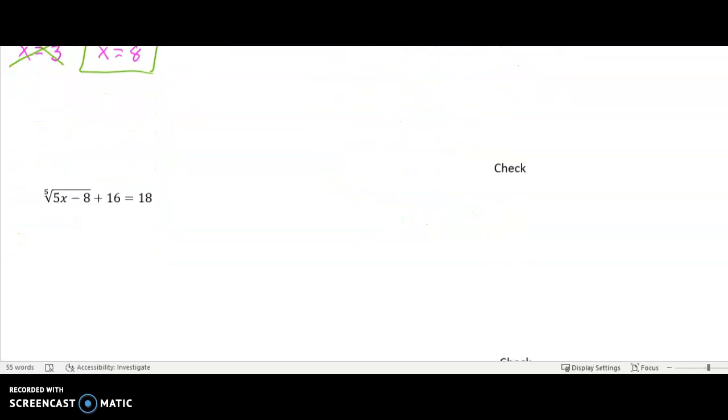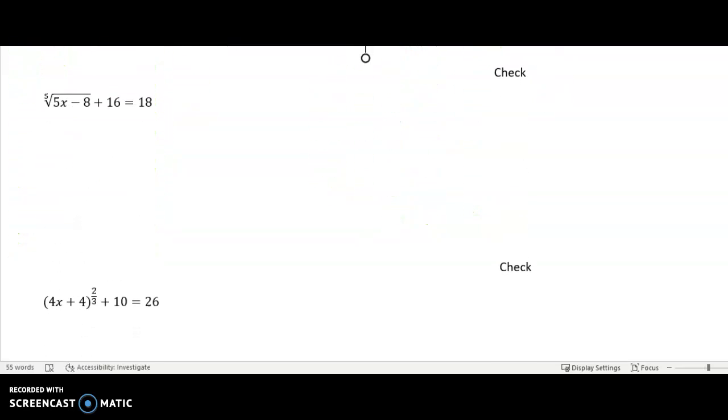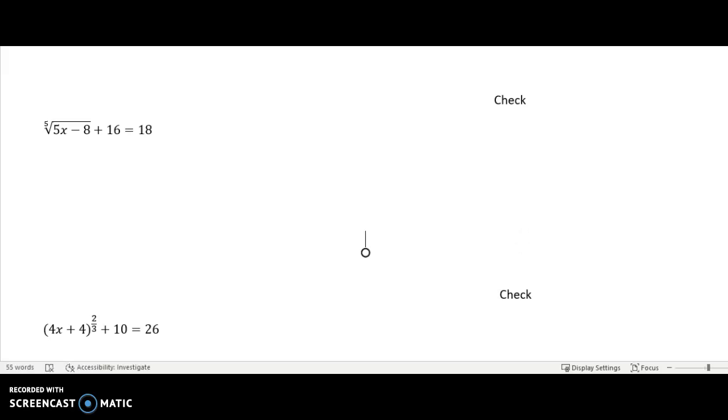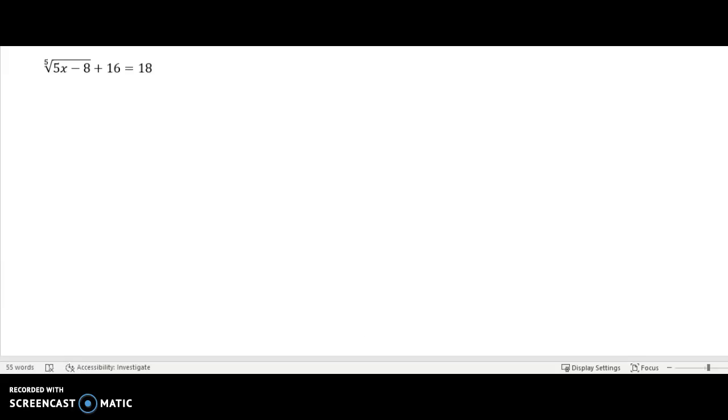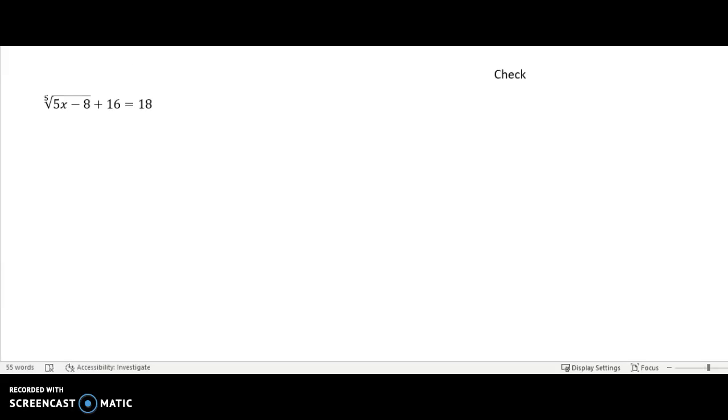So we move on to the second problem where we have the fifth root of 5x minus 8 plus 16 equals 18.